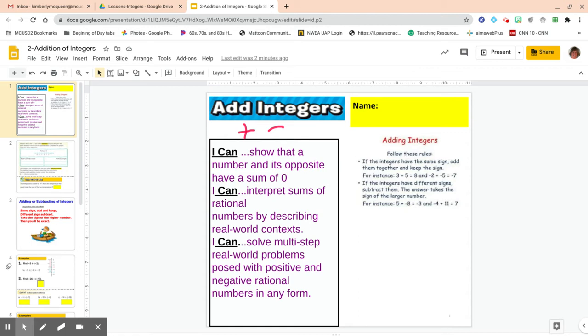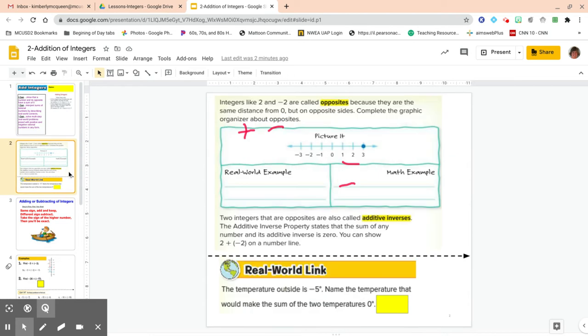So these little guys right here are going to be very helpful. If the integers have the same sign, add them together and keep the sign. And if the integers have different signs, subtract them. The answer takes the sign of the larger number because there are more of them. But let's see how that works in action, because we have a little song for you.